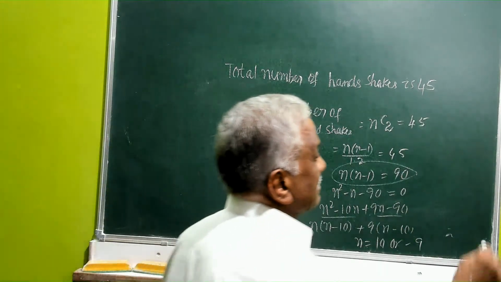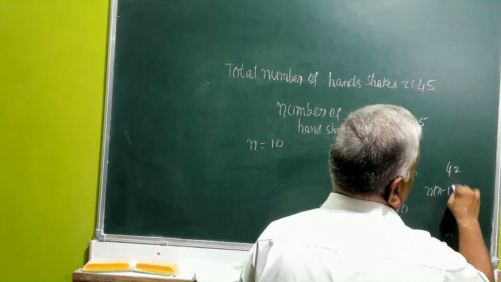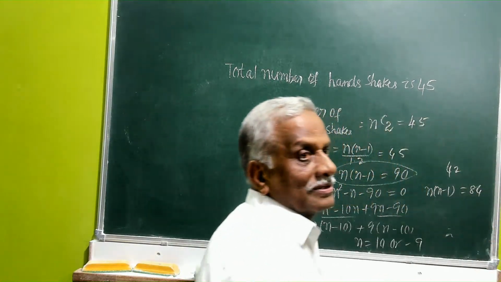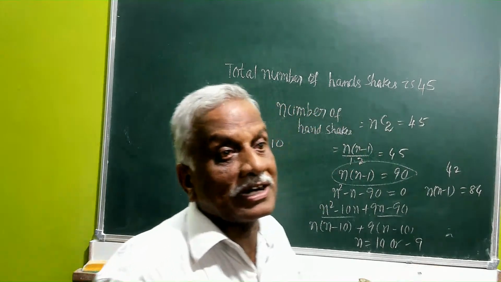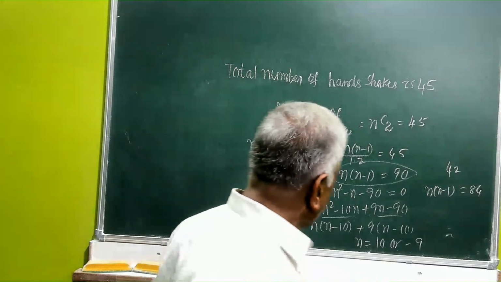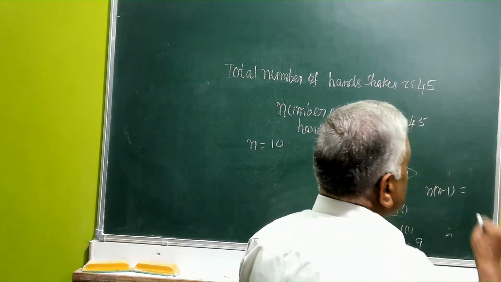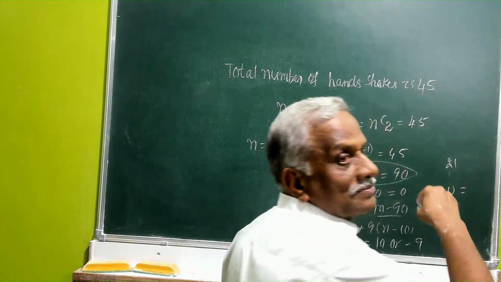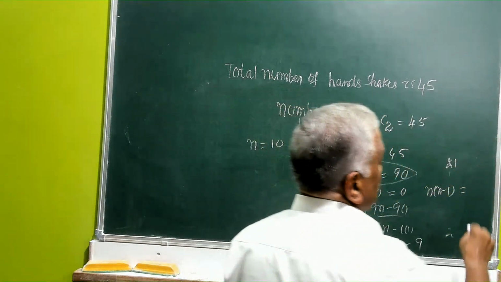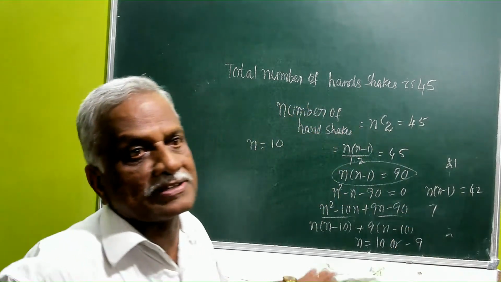Supposing I give the number of handshakes as 42, so n into n minus 1 is equal to 84. Then you can't work it out easily; you have to work the problem. Instead, they may give the number of handshakes as 21, so n into n minus 1 is going to be 42. So n is 7, because 7 into 6 is 42.